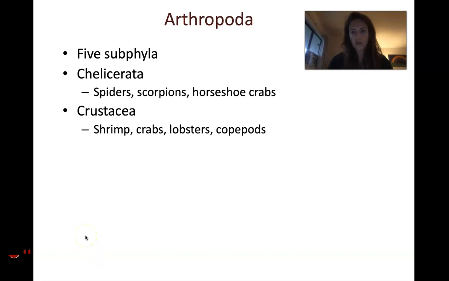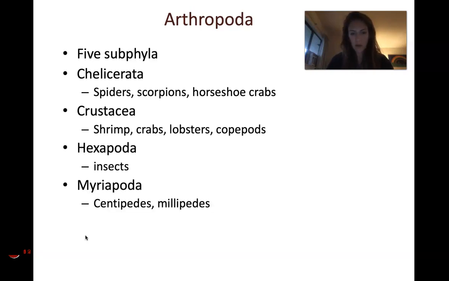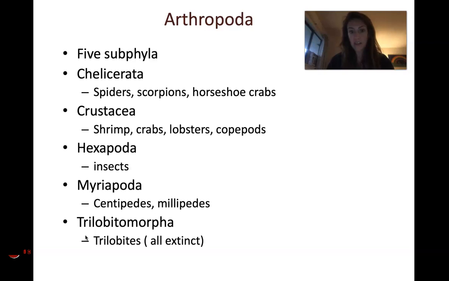And note that horseshoe crabs are in Chelicerata, not in Crustacea. And so we'll talk about that a little later on. But essentially, most of the things that you eat are going to be crustaceans. Hexapoda is another one. Myriapoda, which is going to be your centipedes and millipedes. And Trilobitomorpha. This is an entirely extinct subphylum, but again, very well known because trilobites were part of a lot of fossil records. So we'll know about them through that.